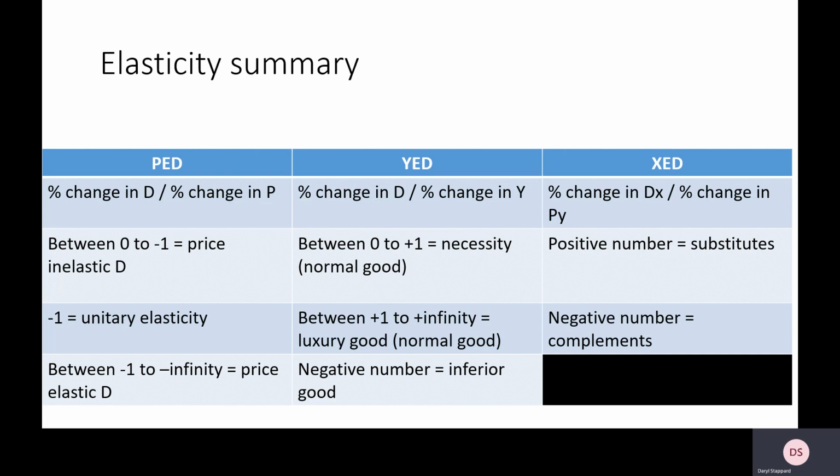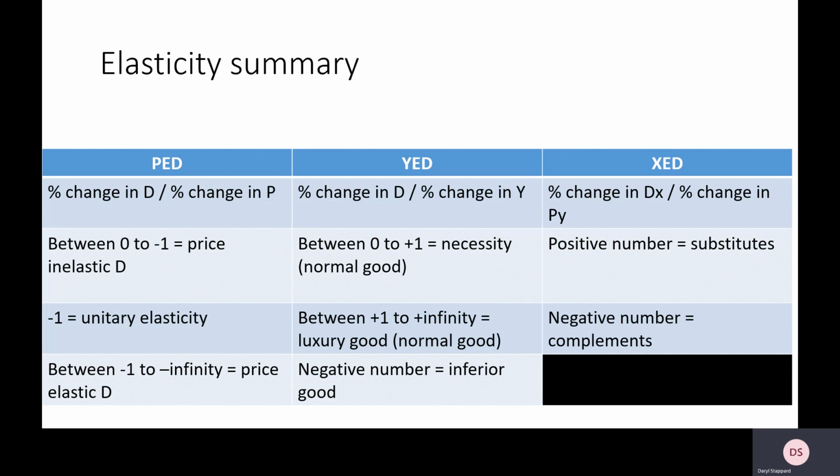Negative numbers would show us complementary products. So if I'm thinking about a printer and ink, if a printer was to become more expensive, it would lower the demand for the ink cartridges. So a negative relationship between the two. Remember everyone, a score of 0 would be unrelated products. So for example, increasing the price of aeroplane flights would have no impact on the demand for bottle openers.